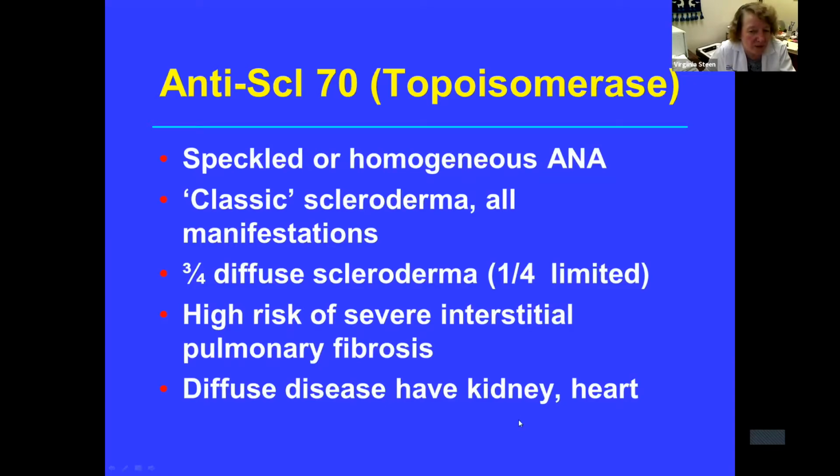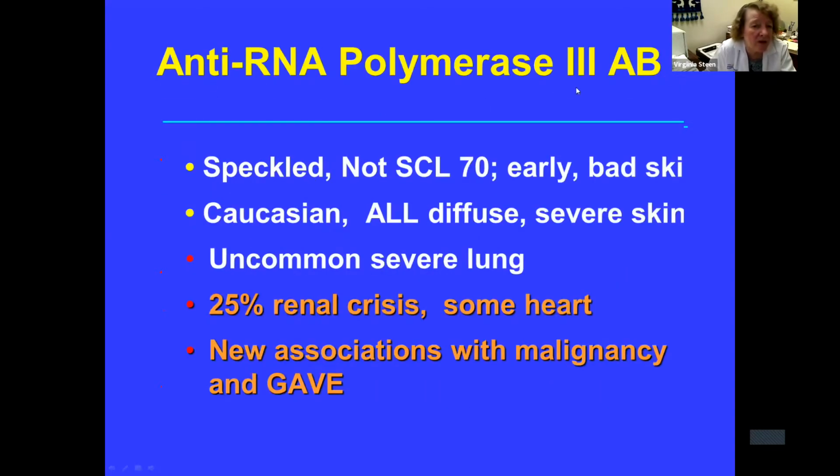or heart involvement. The RNA polymerase III antibody is a speckled ANA, and so if you have a patient that has an ANA that's speckled but doesn't have an SCL70, you should be thinking about polymerase III. These patients often have very early, rapidly progressive skin involvement, and even good rheumatologists miss this diagnosis, particularly since about 30% of them will not even have Raynaud's at the time that the diagnosis of scleroderma is made.